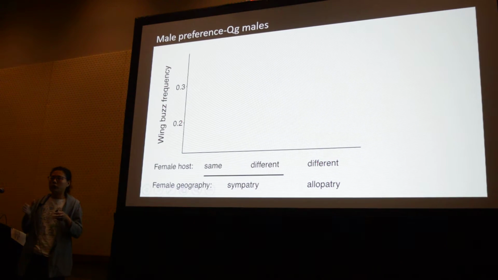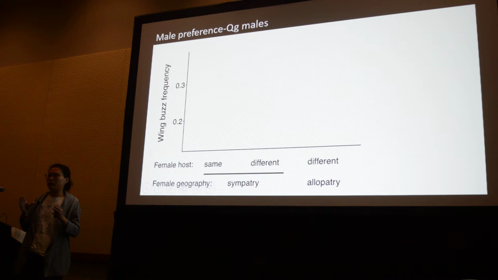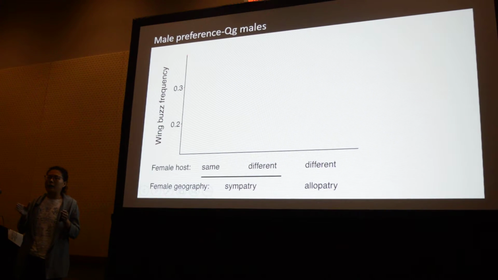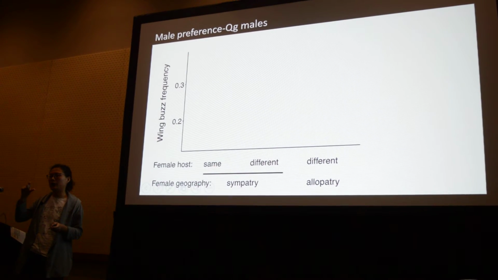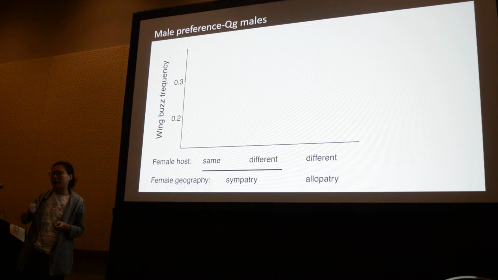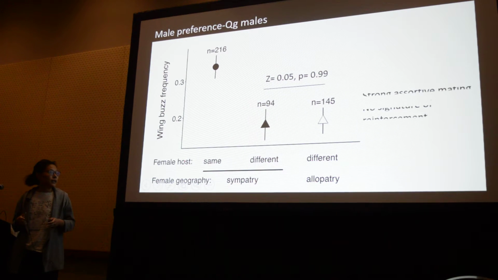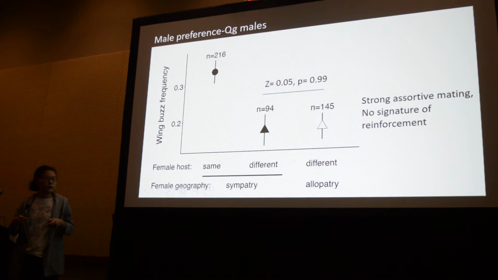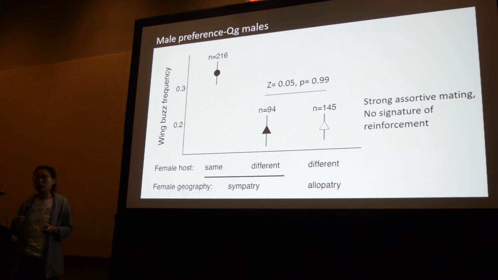And then I'm going to show you the mate preference in QV populations. I just want to remind you that the QV distribution falls completely within the QV populations, so there are no allopatric QG populations. So to do the comparison, I compare whether QG individuals respond differently to females from either sympatric areas or allopatric areas. And in QG males, we see that they didn't differ in their response to females from allopatric or sympatric areas, even though they have strong assortative mating, but no signature of reinforcement.